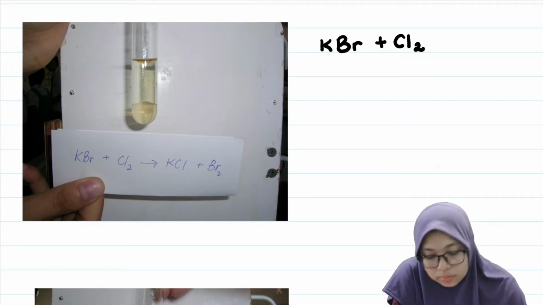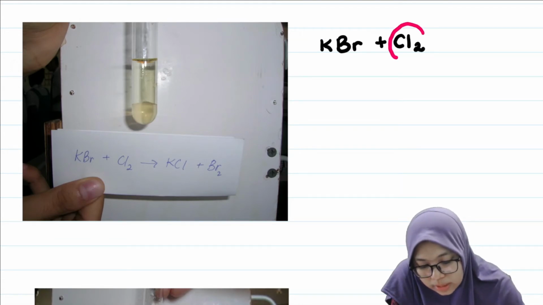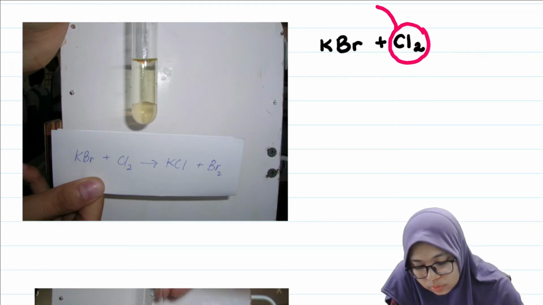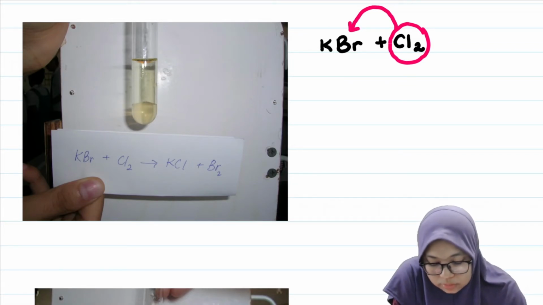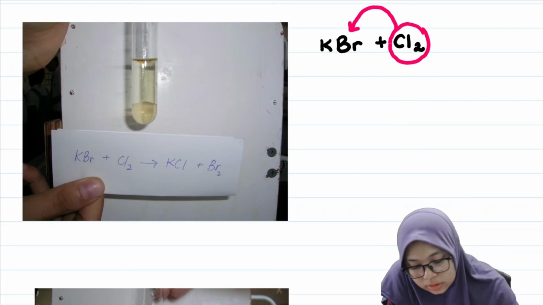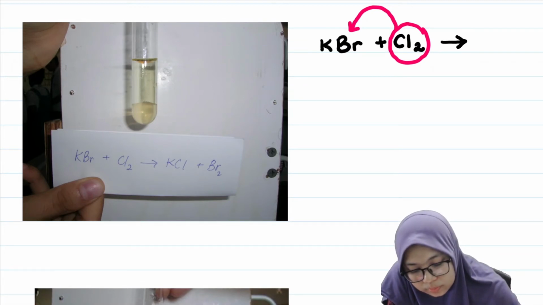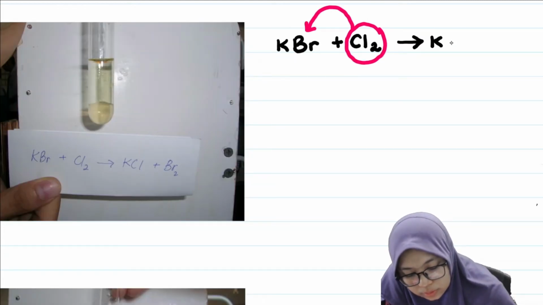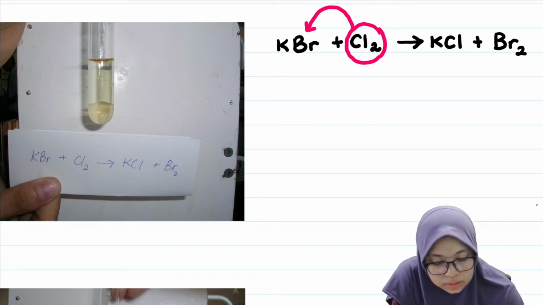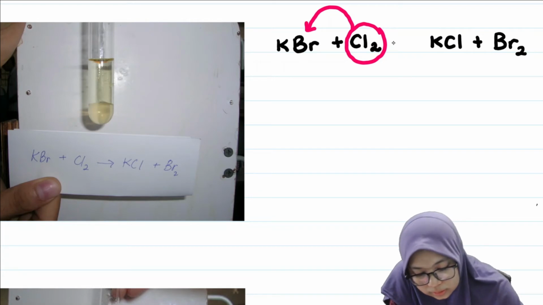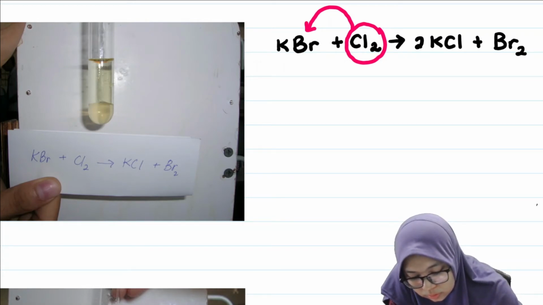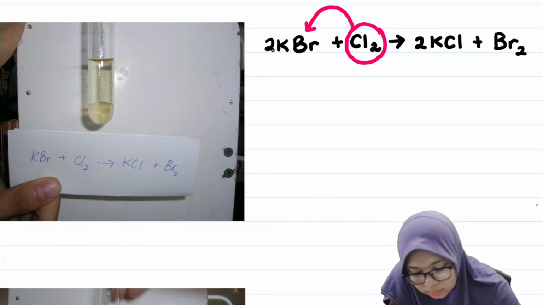Chlorine is more reactive than bromine, so chlorine will be able to displace bromine from its halide solution. The products formed will be potassium chloride and bromine water. So bromine will be displaced in this reaction. Let me balance the chemical equation. You need 2 KCl and 2 KBr.